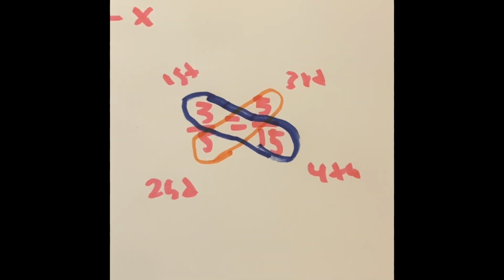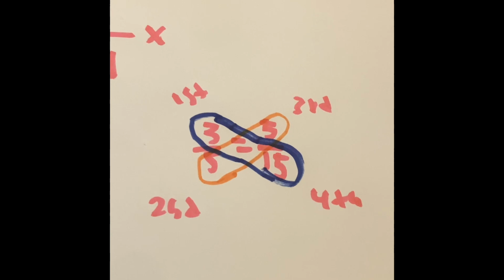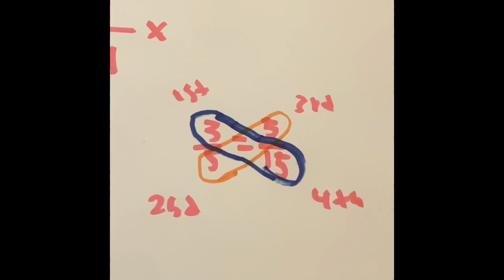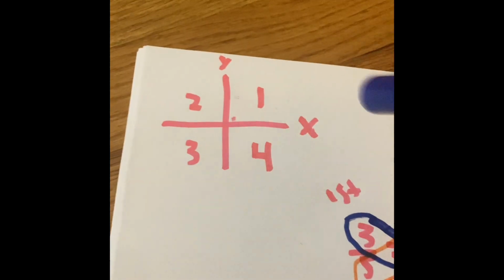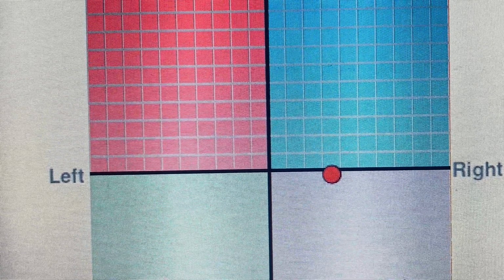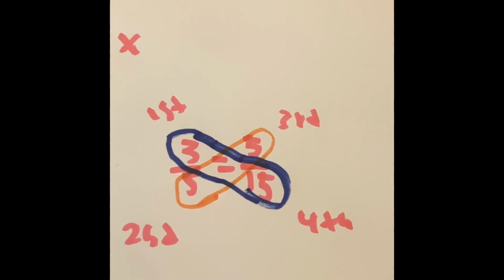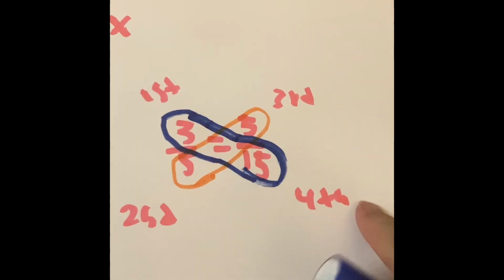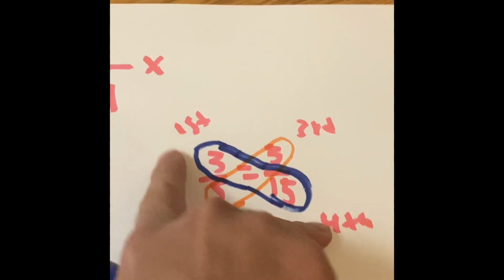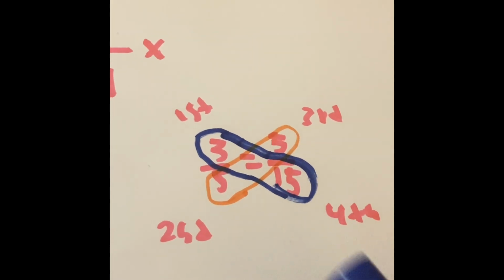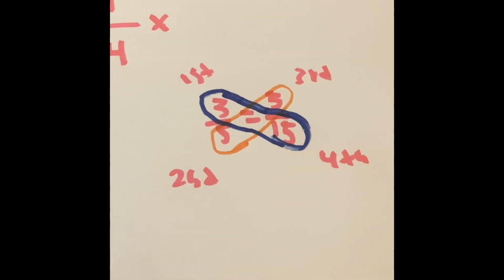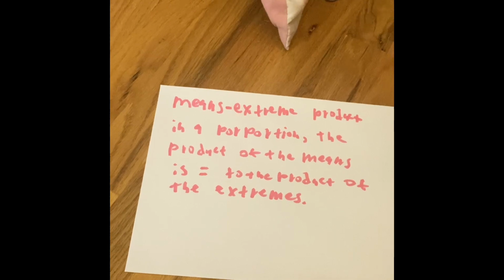And hey, to make an association, this looks like the political graph, or the political spectrum, because it's shaped like a graph. We have left, right, authoritarian, and libertarian. Because it's relatable, because we have extremes and means. So the most extreme forms are the first and fourth numbers, and the mean ones are the second and third numbers. So that is how we understand the means extreme product.